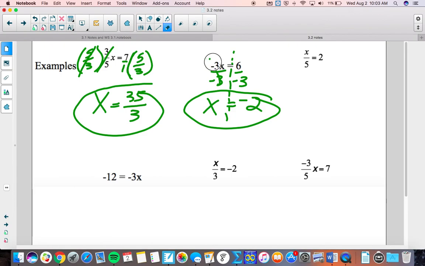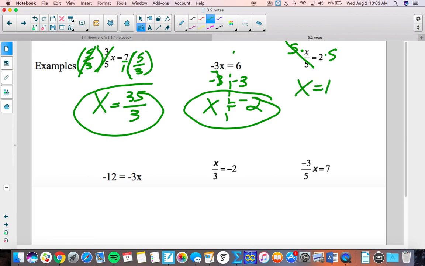And if you plug that back in, like you should do, especially on quizzes and tests, make sure you know how to check your answers, so you can do it when it really counts. Negative 3 times negative 2 is positive 6. Here, x is being divided by 5, so to undo dividing, we multiply by 5. What you do to one side, do to the other. So x equals 10. I'm not going to check the answer there. Make sure you know how to do that.